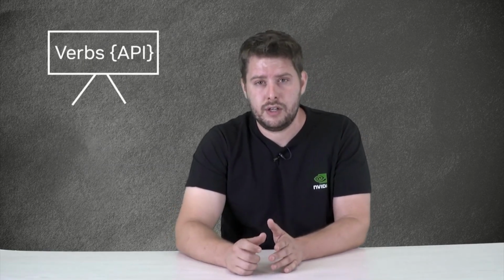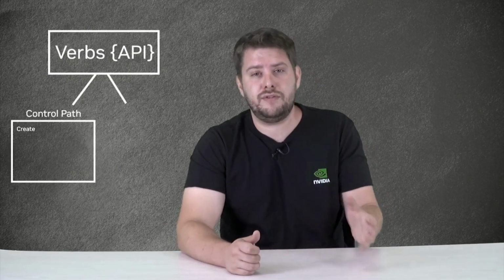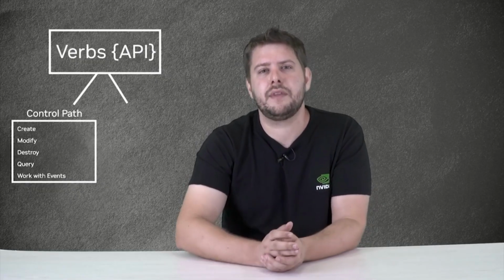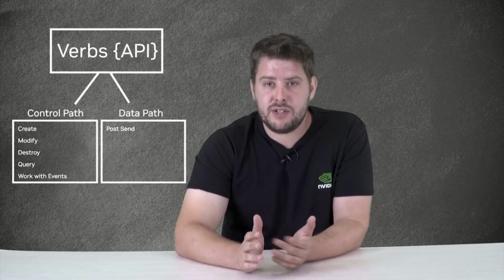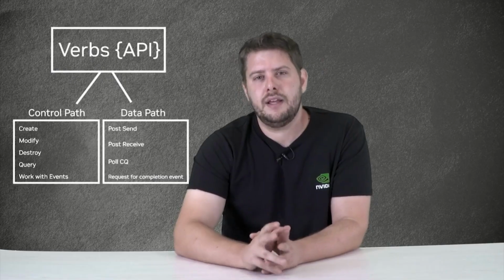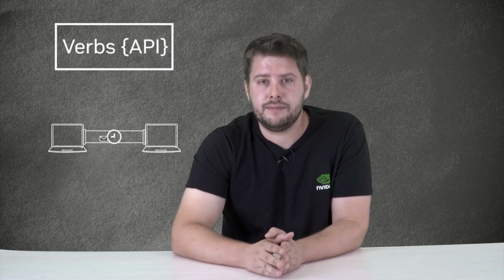The verbs API is divided into 2 sections: the control path, including resource allocation, modification, and destruction, typically involving the operating system, and the data path. This is the path where we send and receive data. It has to be fast and efficient. The verbs API focuses on performance and being as close as possible to the hardware. This promises us the best latency, bandwidth, and message rate.